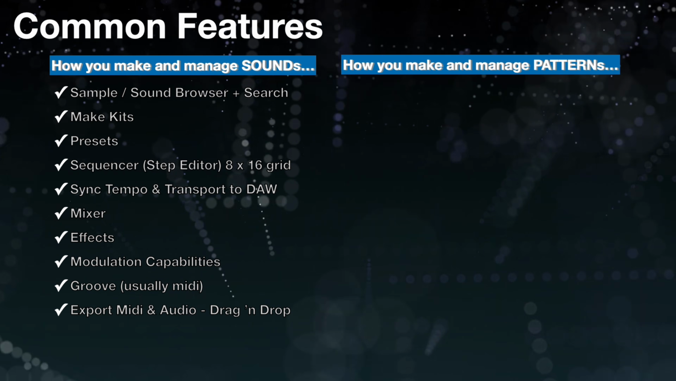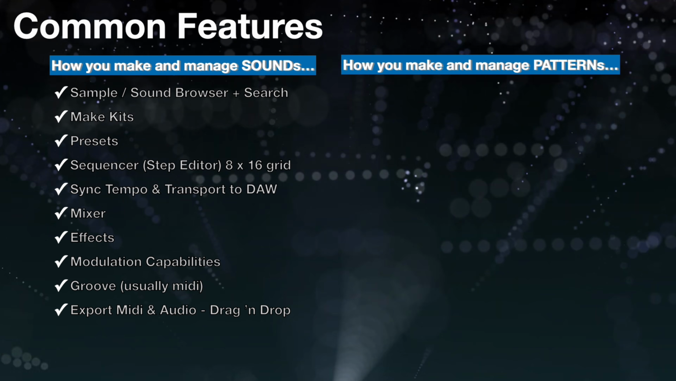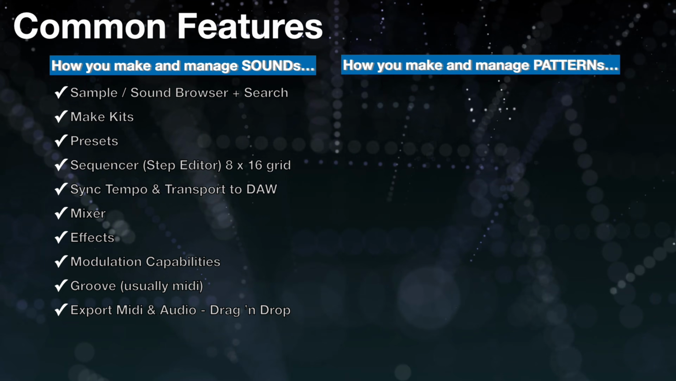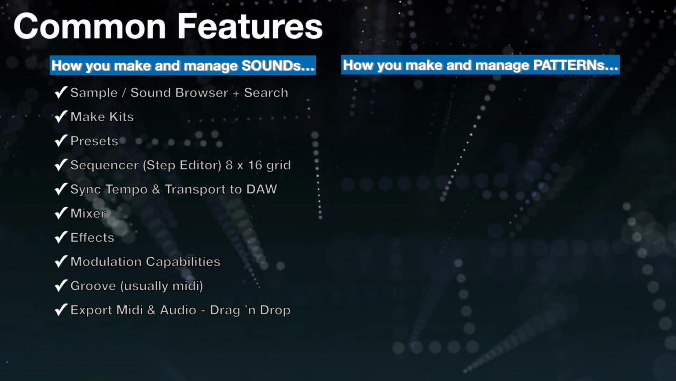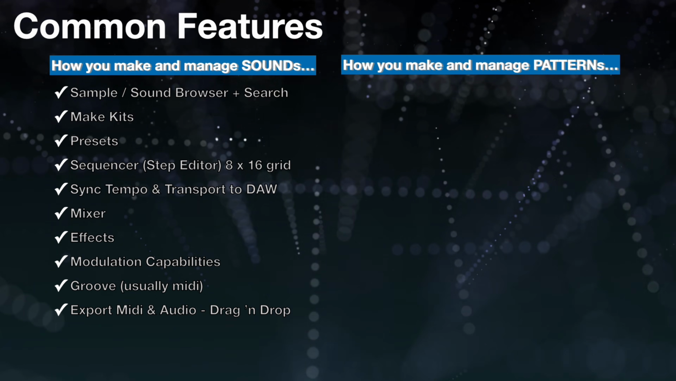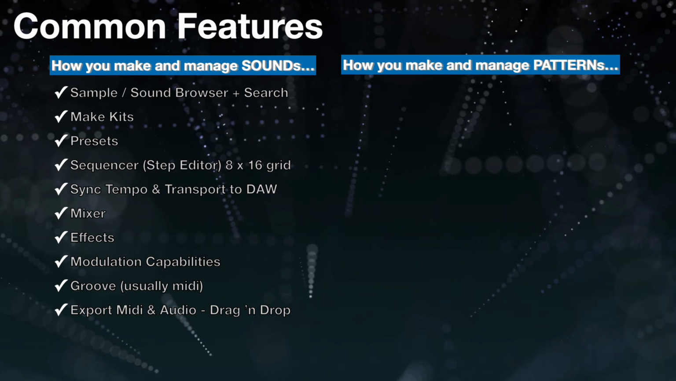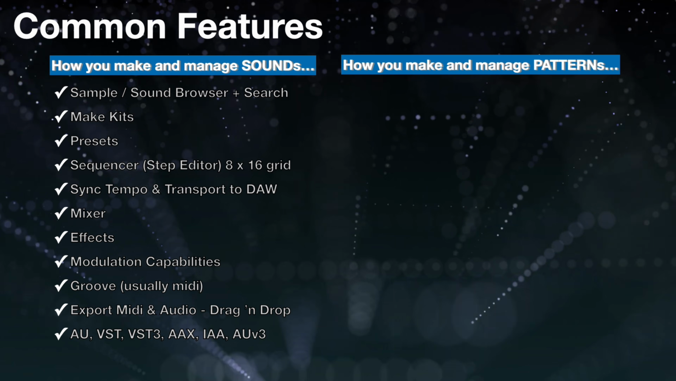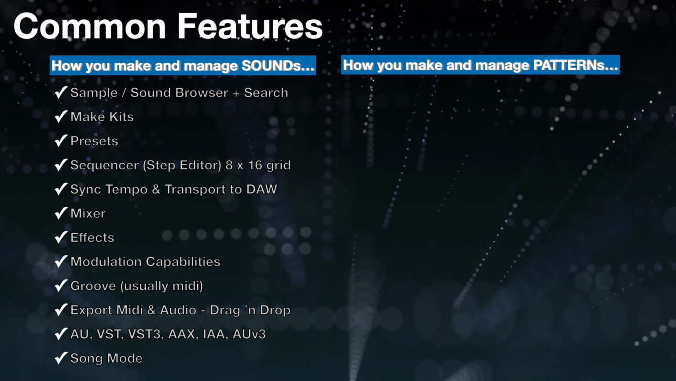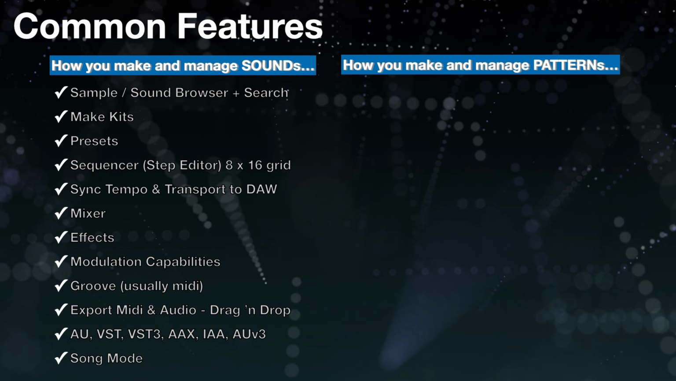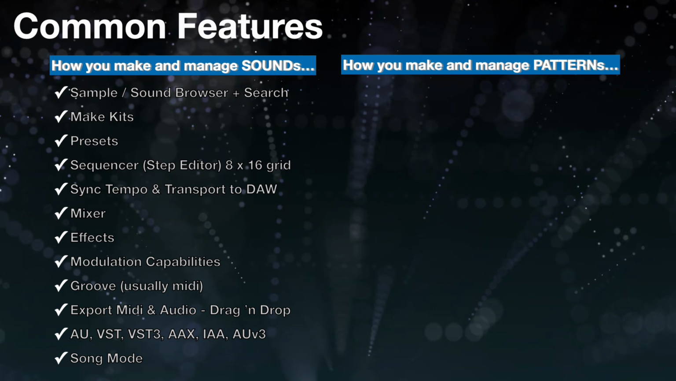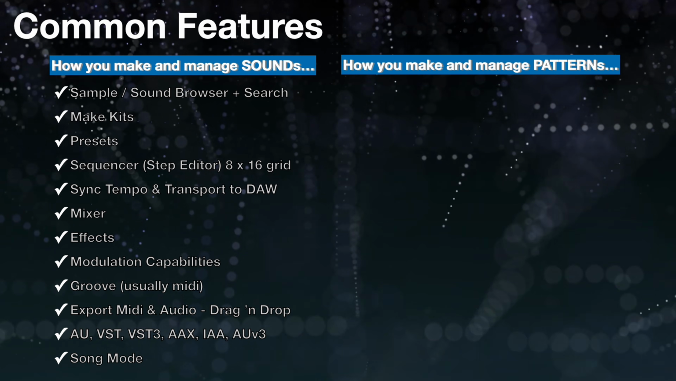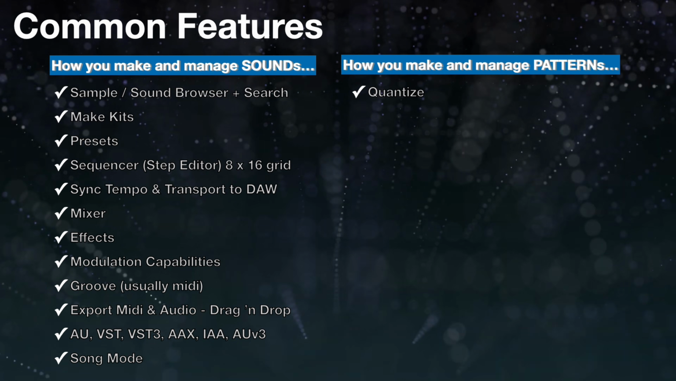They all let you export MIDI and audio, usually through some drag and drop capabilities. So you build your beats, you build your fills and all your component parts in the drum machine and then drag them into your digital audio workstation. And they all support these standards for the most part. Some of them have a song mode, which kind of extends the capabilities of the sequencer to build choruses, verses, and all the other parts of your song right in the drum machine.